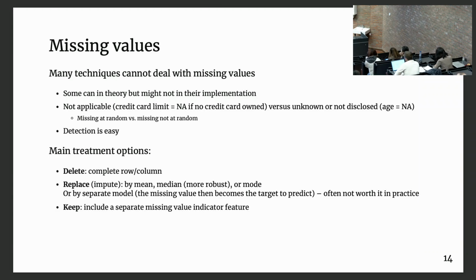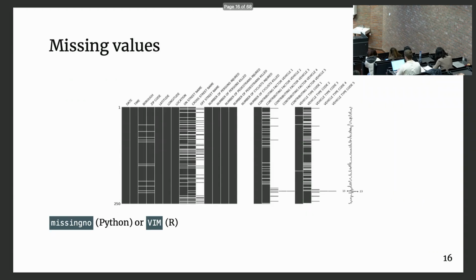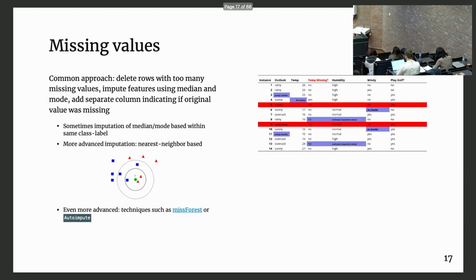When you have a categorical, you don't really need to add in a separate feature. You can just add missing as a separate level in your categorical if you want to do that. So typically you use a combination of imputation and indication. Tools such as missingno in Python or VIM in R can make it easier to detect which of your features have the most missing values. So the common approach is to delete your rows with too many missing values, but be a bit careful, but to impute features using the median and the mode, and then add a separate column to indicate whether the feature was originally missing or not.